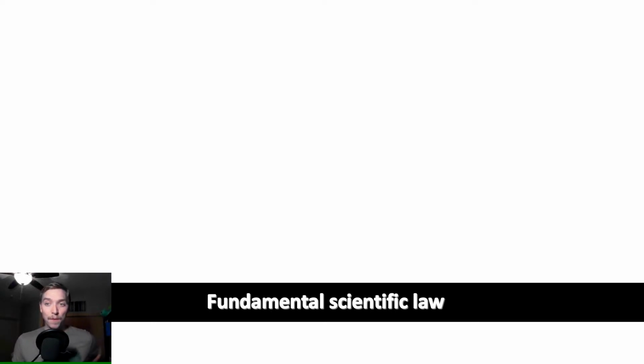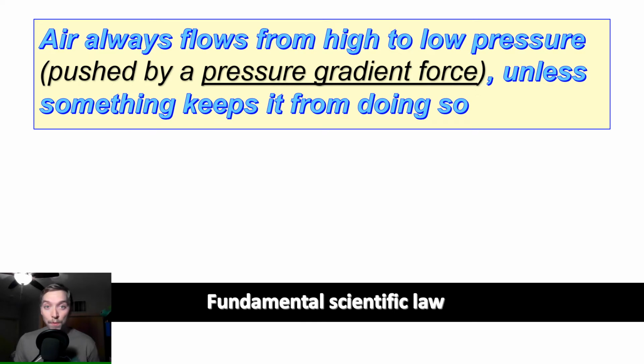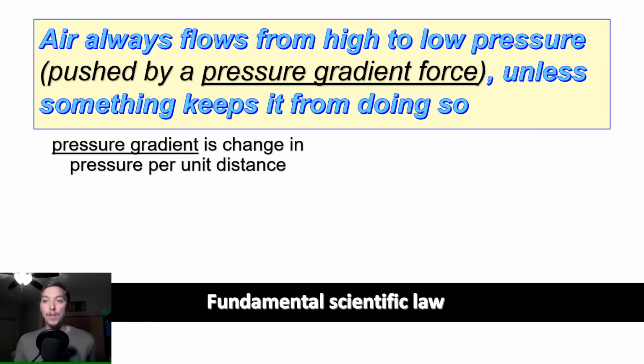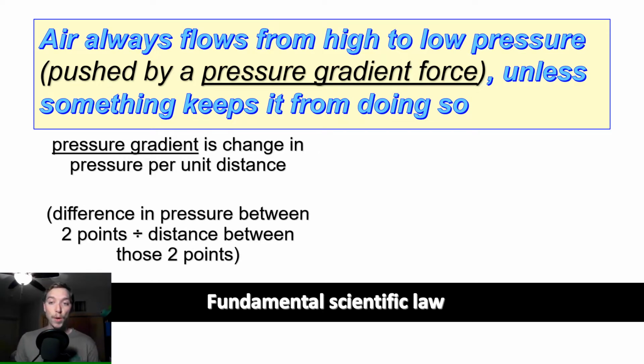So first off, let's talk about a fundamental scientific law. Air always flows from high pressure to low pressure unless something prevents it from doing so. It is pushed by a pressure gradient force, which is the change in pressure per unit distance. We can think of it as the difference in pressure between 2 points divided by the distance between those 2 points. So think of a soda can, right?